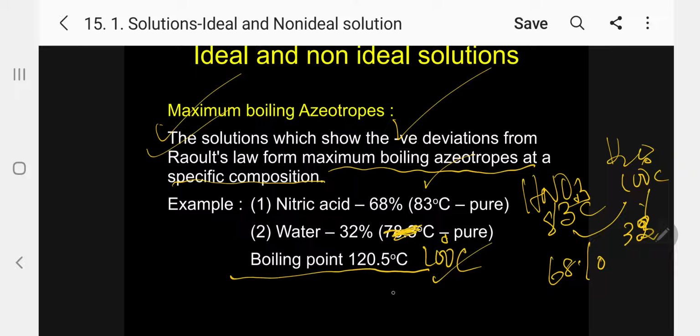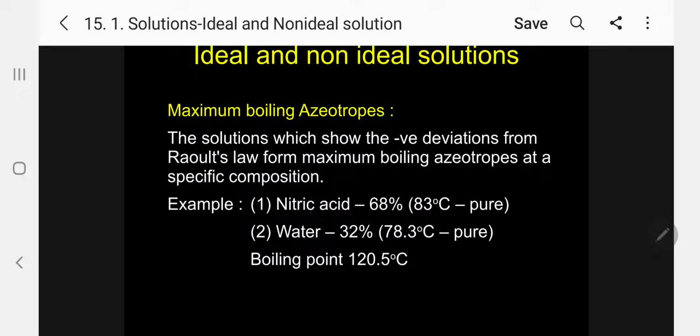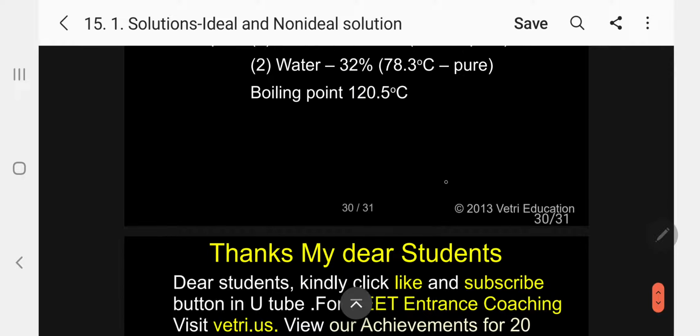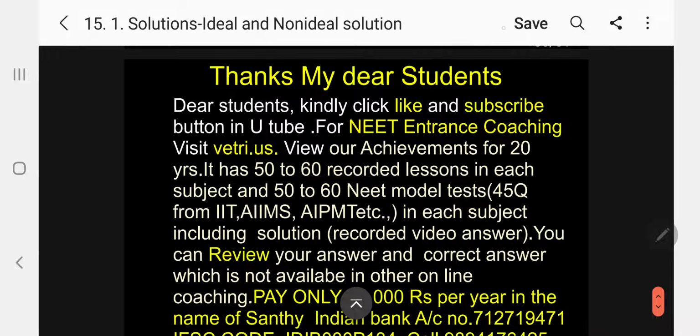So what will happen here? Nitric acid will come out first, then pure water will come out. Finally, only the mixture will come. But in the other case, only the mixture will come first, then only alcohol, then only water. Kindly follow. So this is called a maximum boiling azeotrope. I hope you have a very clear idea. Let me stop with this.